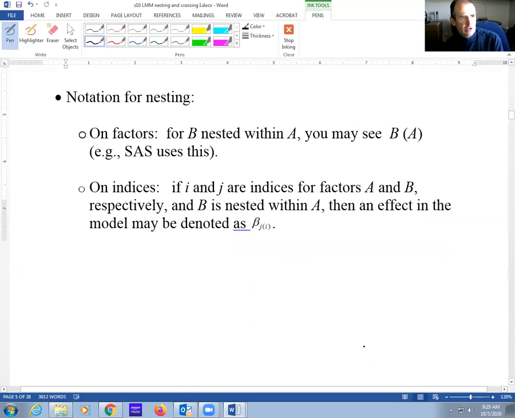As far as notation, this is sort of what we borrow from SAS. B nested within A is how you'd read that. And sometimes you also see it on subscripts. So like you may see the situation where J is nested within I, so that's repeated measure J nested within I subject, or you could think of it as a subject nested within a school or clinic or something like that.